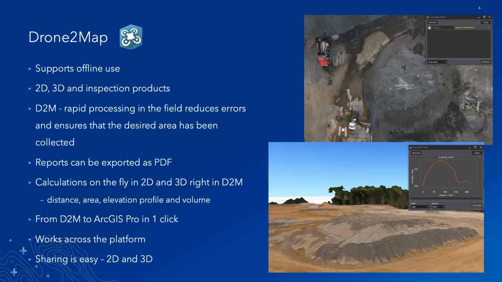Drone2Map is, and I'll show here momentarily, integrated into ArcGIS Pro and ArcGIS Online. However, it does work across additional platforms as well. So if you're not an ArcGIS user, there are still applications that you can take. If you have your image processing software of choice, you can take that product that you derive from Drone2Map and plug that right in.